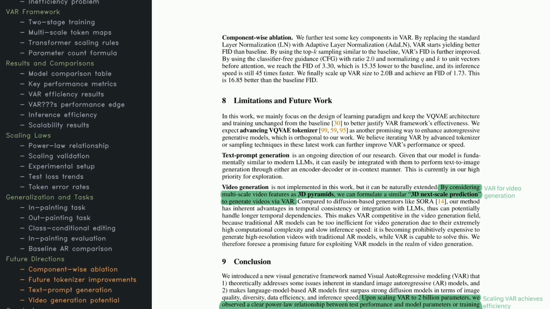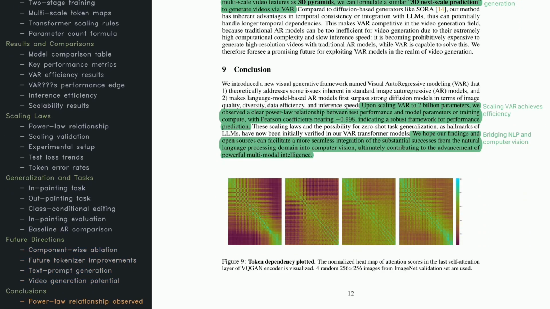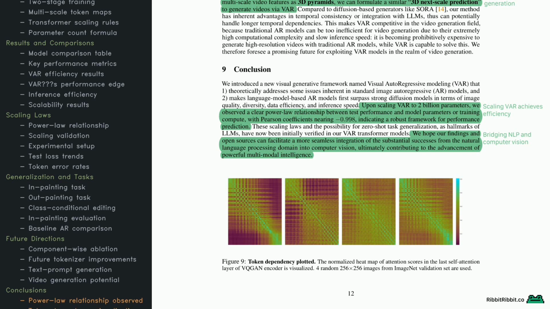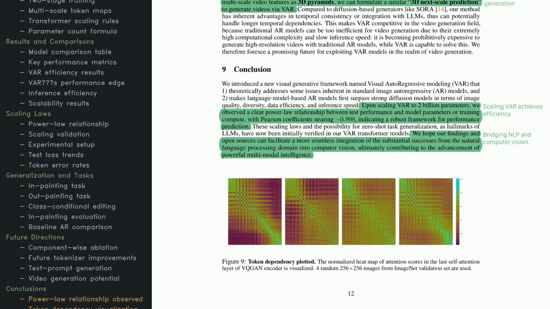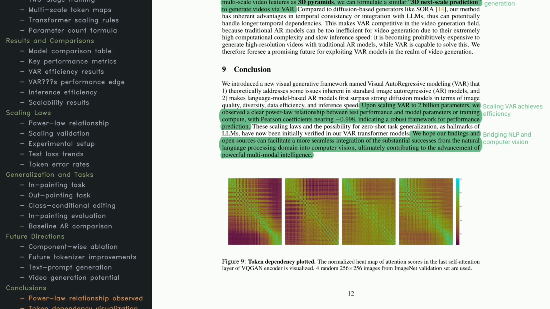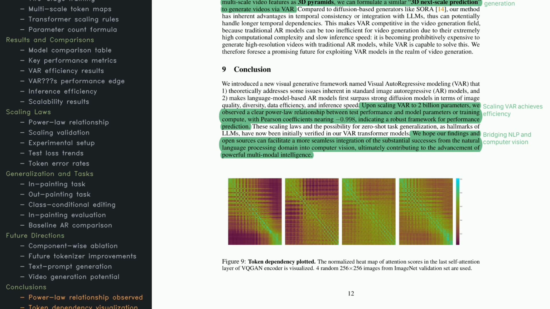In conclusion, VAR brings a new framework to visual generation, balancing quality, efficiency, and scalability. It beats diffusion models in speed and matches or surpasses them in quality. By scaling up parameters, VAR follows neat power law relationships, making performance improvements predictable. It also excels at zero-shot generalization, opening the door to more flexible visual generation tasks. Check out Figure 9 if you want to see how attention patterns play out.